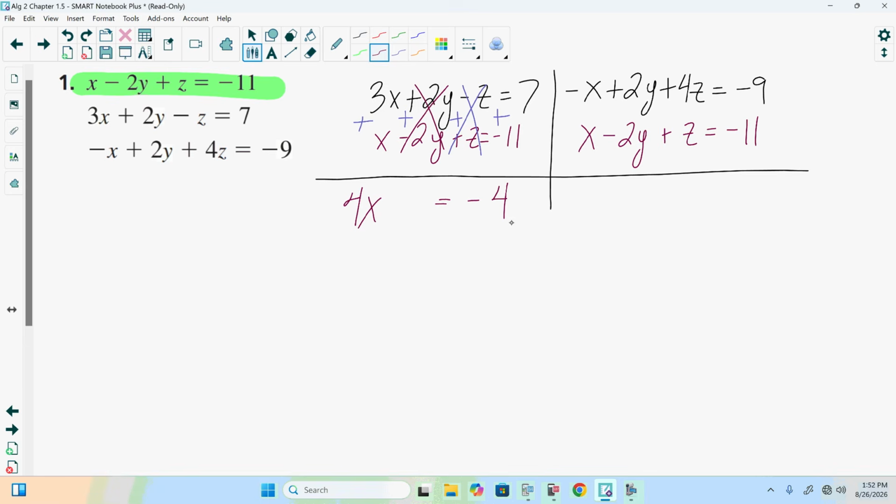Now normally our next step is that we go to the other one and eliminate it, yes? How many variables do we have left in that equation? 1. So why not? Let's just stay right here and solve for x by?